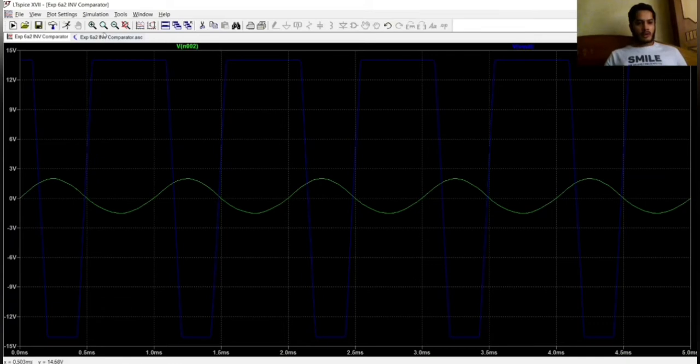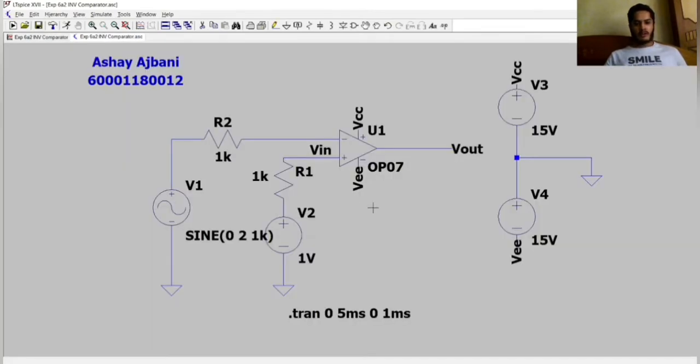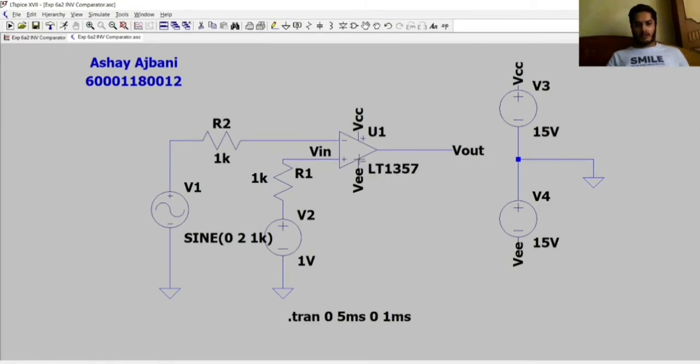Now if we change the op-amp to a high speed op-amp which has a very high slew rate, we can see the difference. Replace the op-amp in this circuit, which was previously OP07. I've changed it to LT1357, which has a very high slew rate. Now let's run the circuit and see how an op-amp with a higher slew rate affects the output.